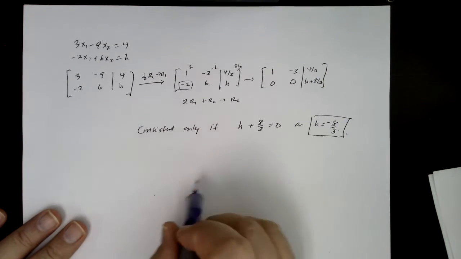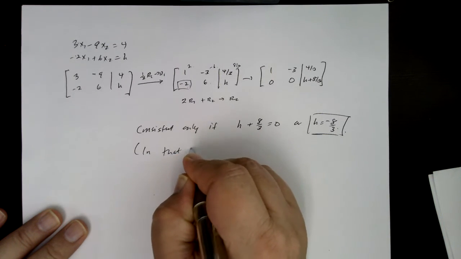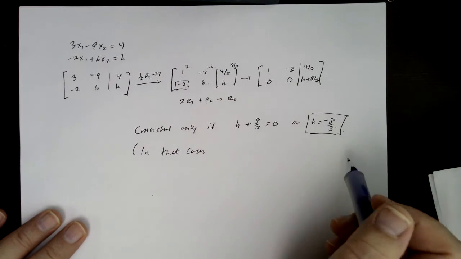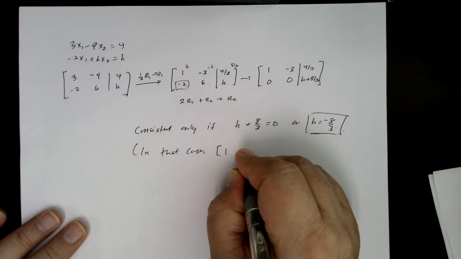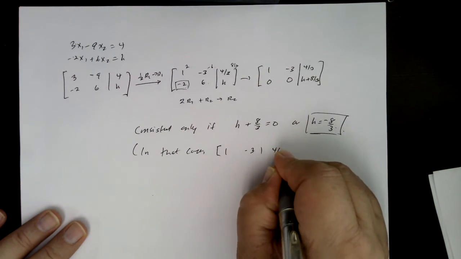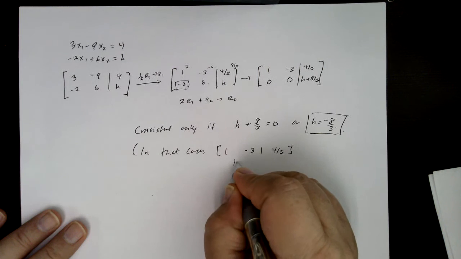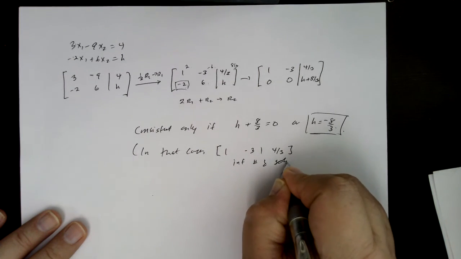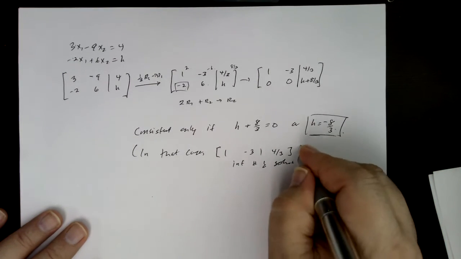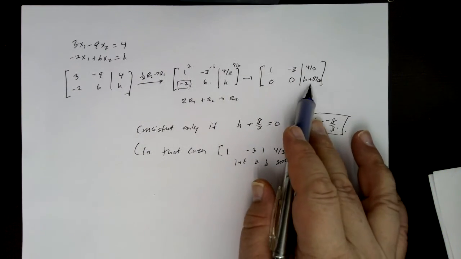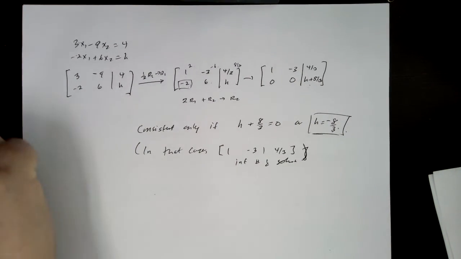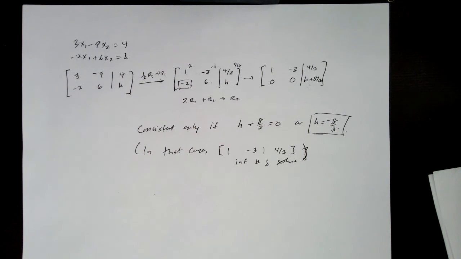Good. And in that case, by the way, what do we get here? We have zeros, and then we would have a free variable. So we would have an infinite number of solutions if h is negative 8/3. Good. All right. So by the way, if h is not negative 8/3, that means this would be inconsistent, right? Good. I think that gets us through the slides from the class. And so in the next series of videos, we'll take a look at section 1.2.